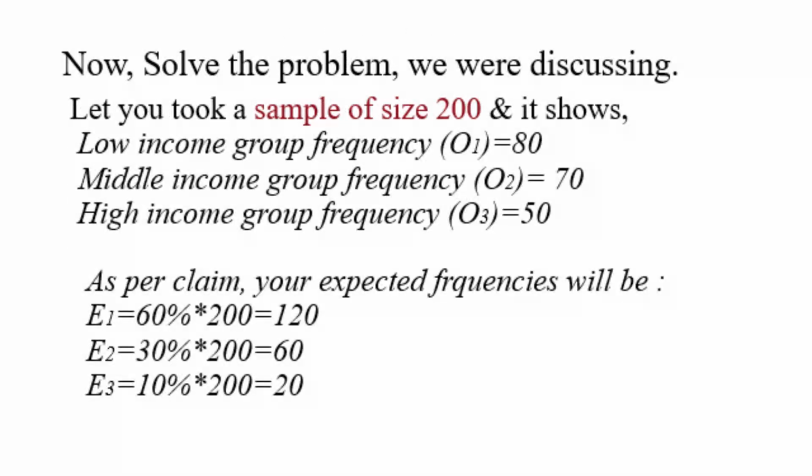Let's say you took a sample of size 200, and it shows low income group frequency equals 80, middle income group frequency equals 70, and high income group frequency equals 50. As per the claim, your expected frequencies will be E1 equals 60% of 200, which is 120. E2 equals 30% of 200, which is 60. E3 equals 10% of 200, which is 20.